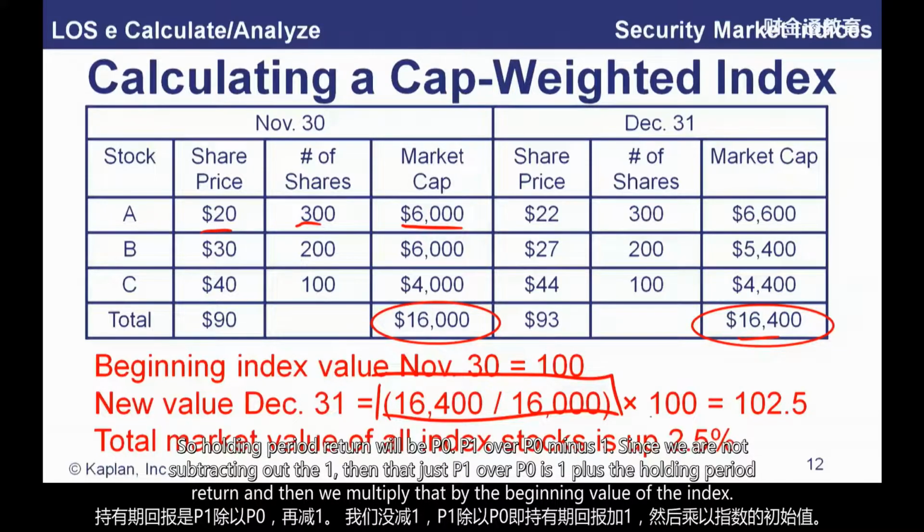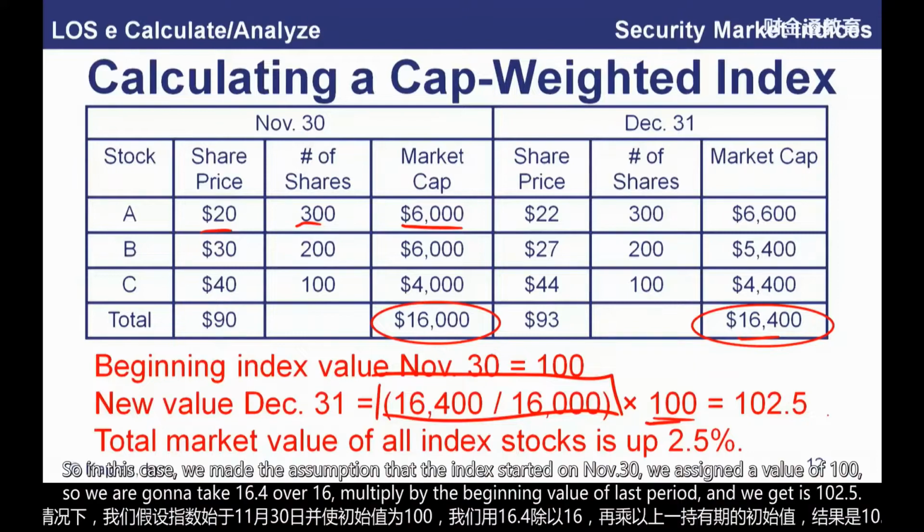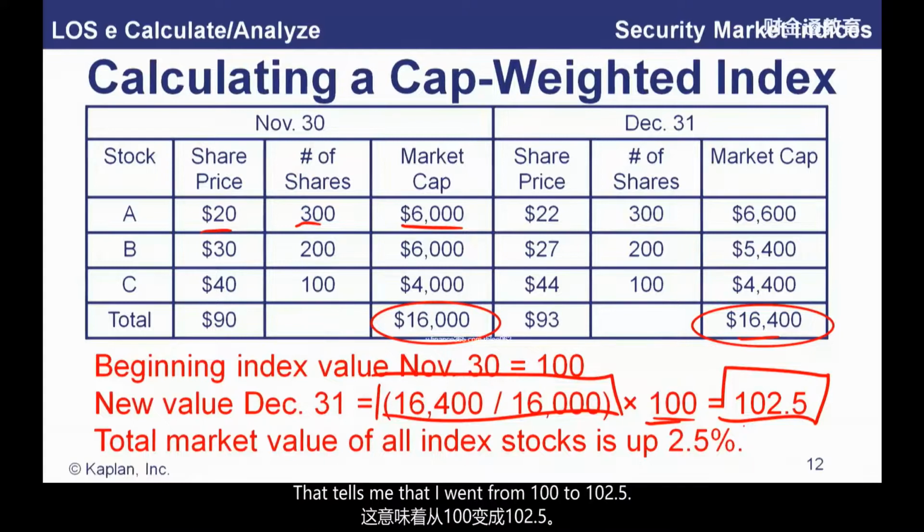And then we multiply that by the beginning value of the index. In this case, we made an assumption that the index started on November 30th. We assigned it a value of 100. So we take 16.4 over 16, multiply it by the beginning value, or value from the last period, and what we get is 102.5, and that tells me that I went from 100 to 102.5.